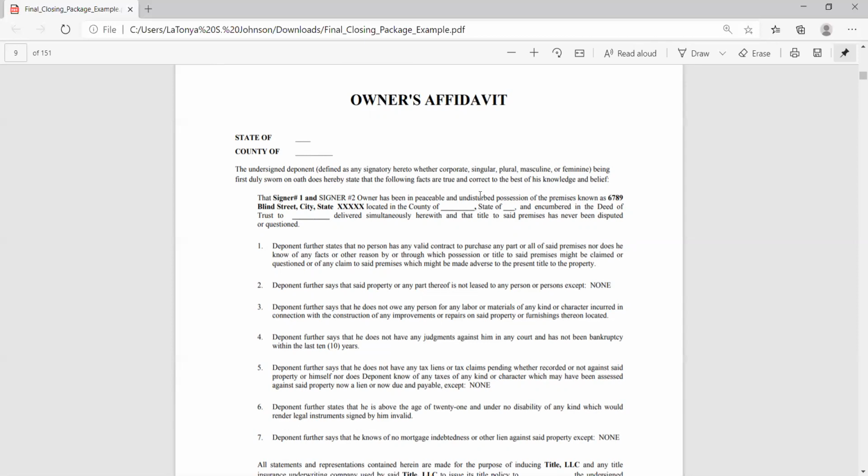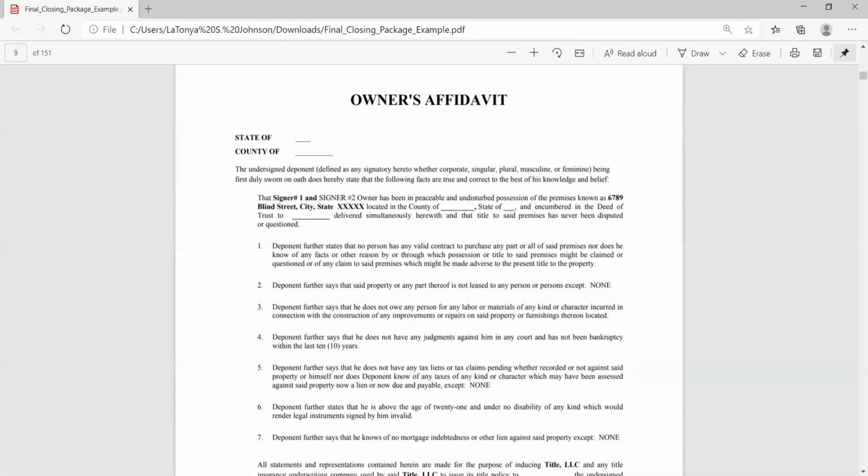Owner has been in peaceful and undisturbed possession of the premises in the county of the state. Deponent further says that no person has a valid contract to purchase. So this is all saying that this owner is saying, yeah, I own this property and nobody else does.